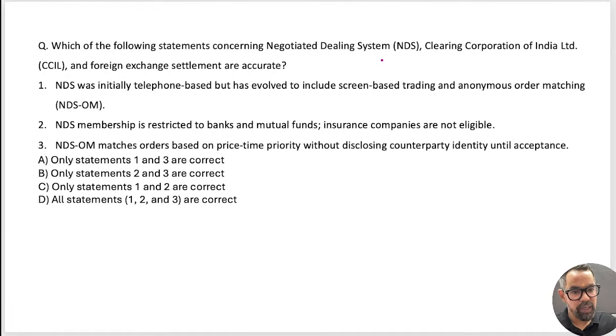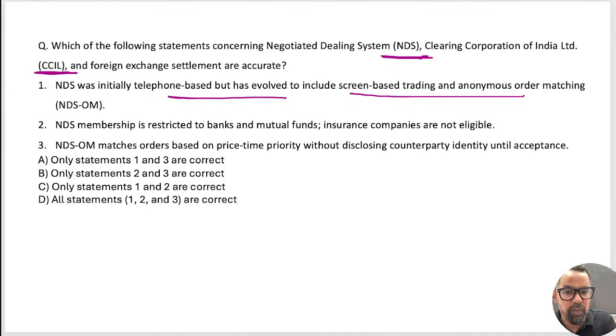So NDS and CCIL. NDS is the platform where RBI auctions the securities, government securities. CCIL is for the settlement things, right? So first NDS was initially telephone based, but has evolved into a screen based automated system, which is called NDS-OM, order matching.